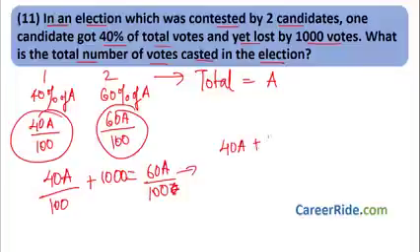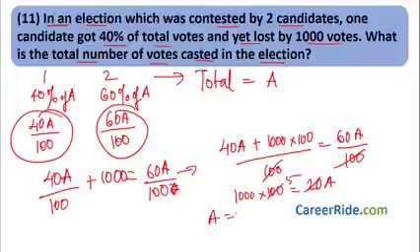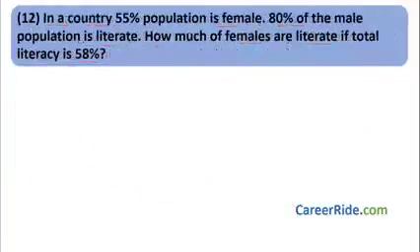40A plus 1000 into 100, divided by 100, would be equal to 60A upon 100. This gets cancelled. So we have 1000 into 100 equal to 20A. A is 5000. So 5000 votes were cast in the election. Moving to the next question, question number 12.